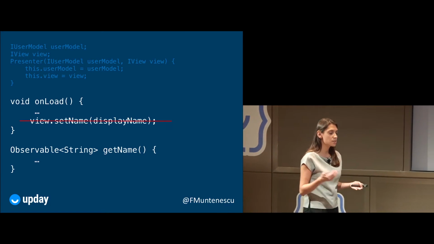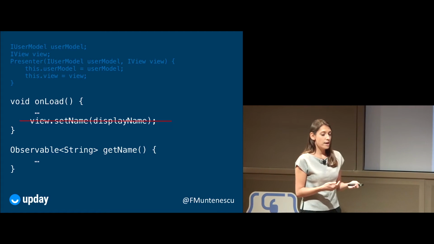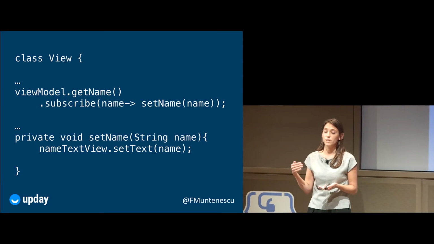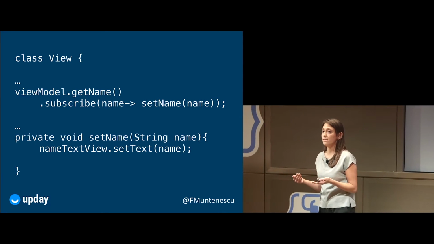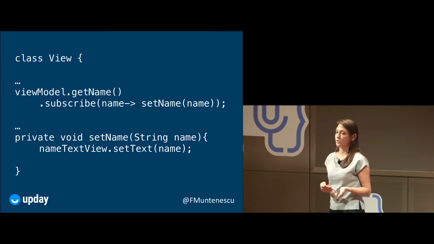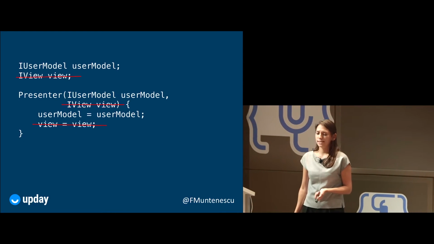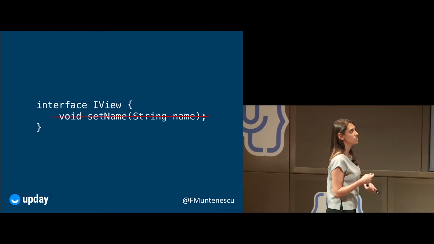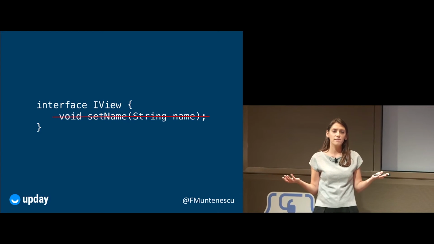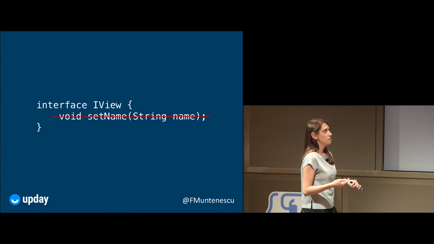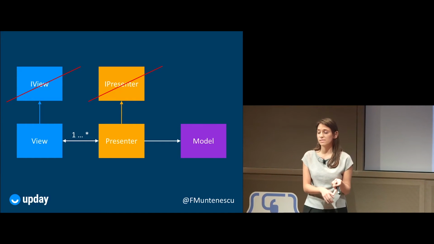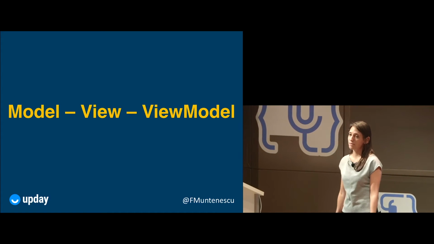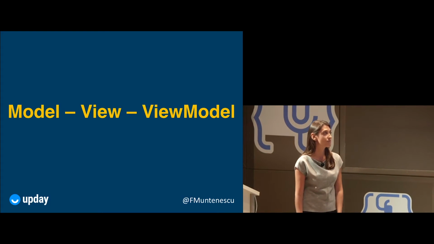So what we're doing is just exposing a stream of names, and then the view can just subscribe to it. And every time a new name is emitted, then we're just setting that name as the text for a text view. So this means that actually in the presenter, we no longer need the view. And actually this also means that we don't need the setName method in the interface of the view. This means that the interface for the view is no longer needed, the interface for the presenter is no longer needed, and what we're left with is the Model-View-ViewModel pattern.